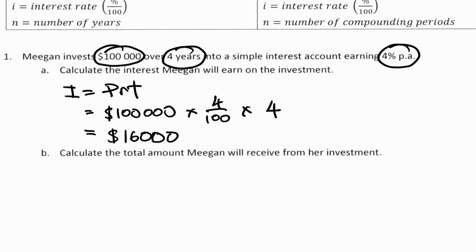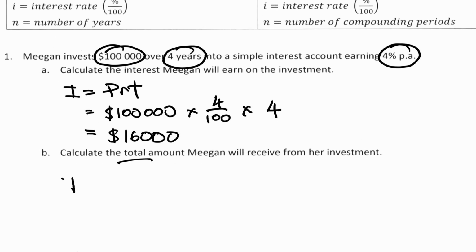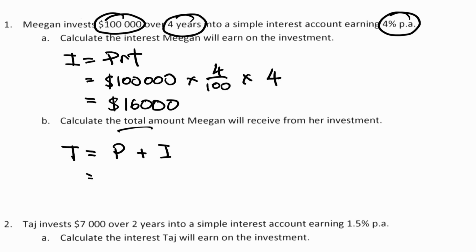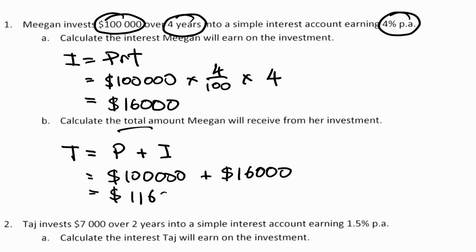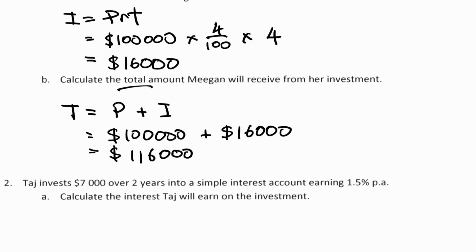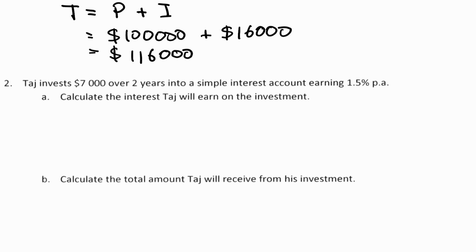Okay, calculate the total. So the total, T for total, is the original amount she had, the principal, plus the interest that Megan has earned. So that is an original principal of 100,000 plus the interest she earned, which is $16,000, gives her a total of 116,000.